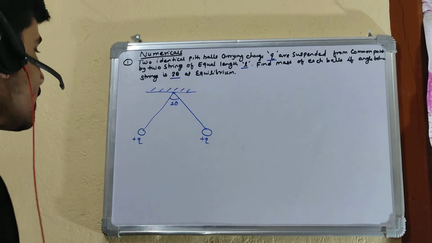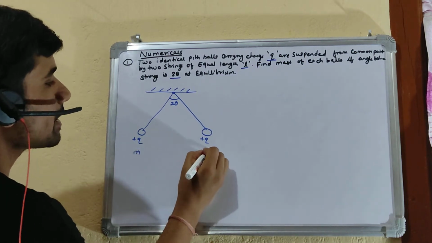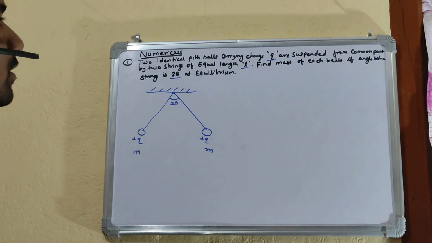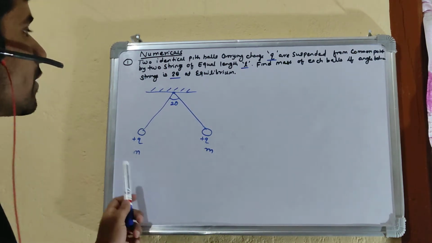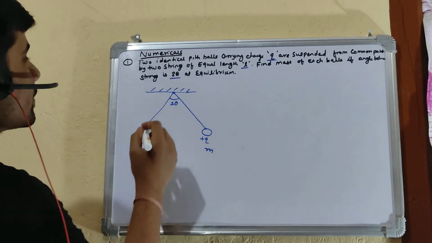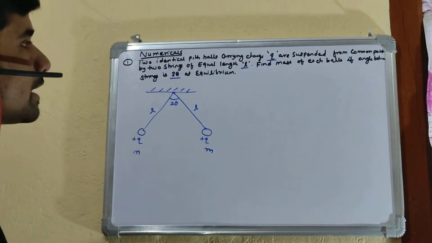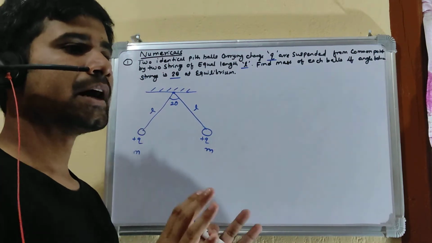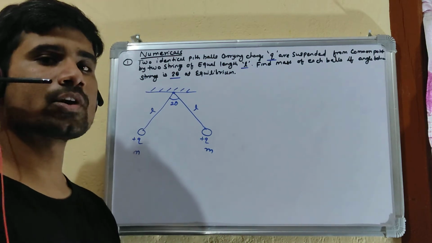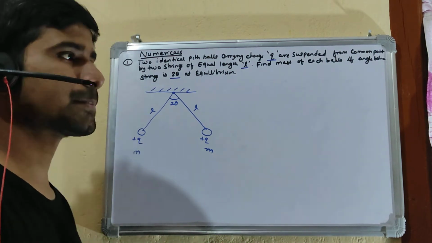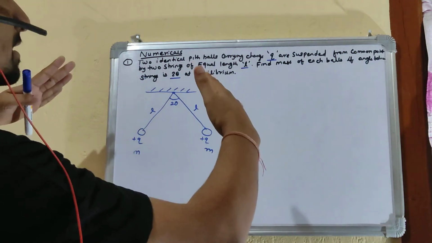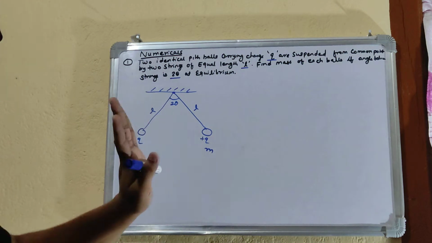Both are identical, so let's say M is the mass of this one and M is the mass of this one as well. So what is the mass of each ball? What are the given conditions for us? The charge is given, which is plus Q. The lengths of the strings are given, which are L and L. Also the angle is given, which is 2 theta at equilibrium. So what exactly is equilibrium? Equilibrium means a stage where the net force acting on a body or a system is 0. So at this particular angle 2 theta, this system is in equilibrium. So the net force on this and this will be 0.